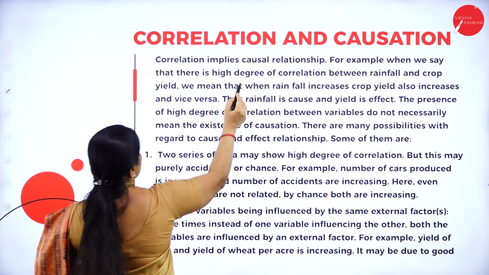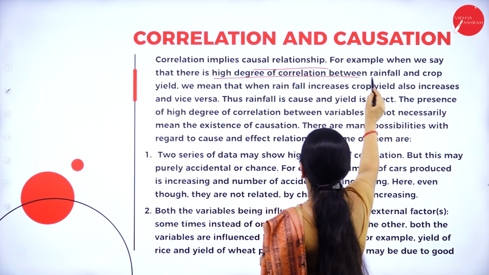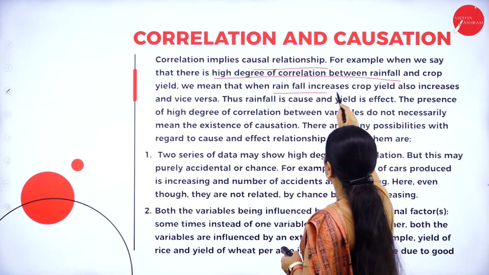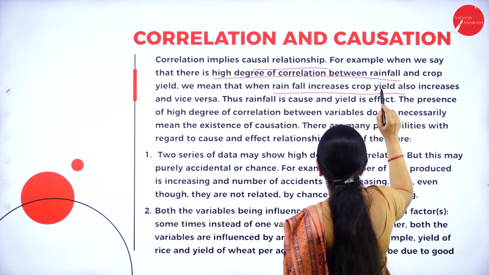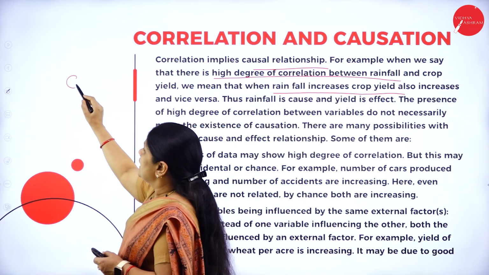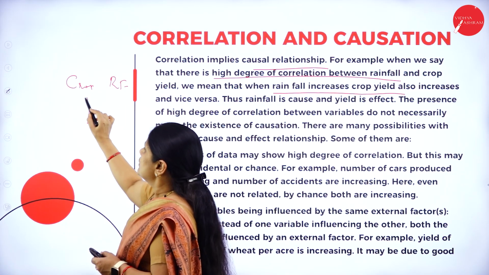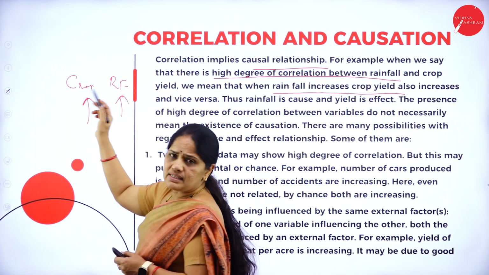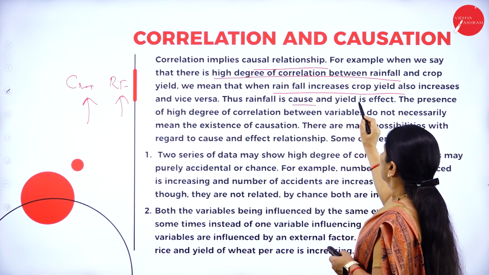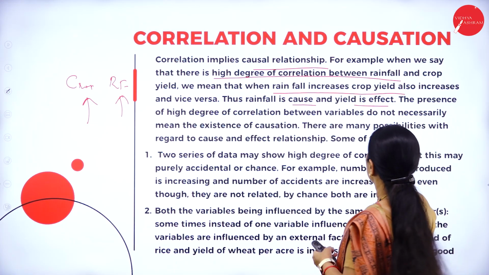The correlation implies causal relationship. For example, when we say that there is high degree of correlation between rainfall and crop yield, we mean that when rainfall increases, crop yield also increases. Now, if you find the relation between the crop and the rainfall, when the rainfall increases, the crop yield also will increase. So rainfall is the cause and yield is the effect. So there is a cause and effect relationship.